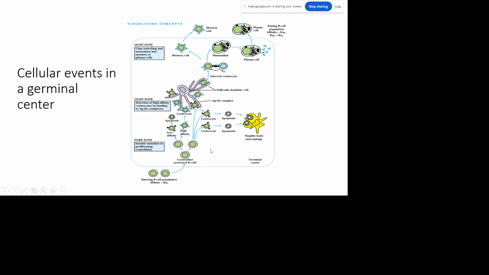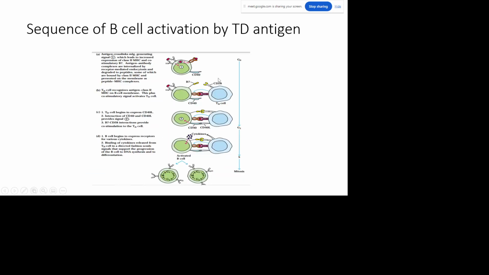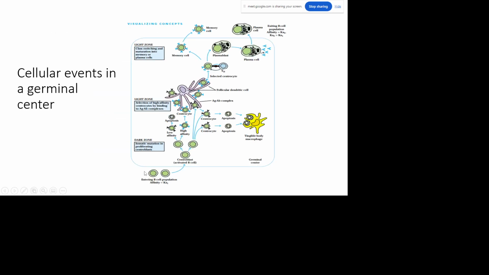So these B cells will bind here and will be selected because they show high affinity. They are the selected centrocytes. They will migrate to the light zone, where they will interact with the helper T cell, right? And as we saw, these are the signals which will activate the B cell. So now this helper T cell will again activate the B cell, and the B cell will be differentiated into the plasmablast and memory B cell.